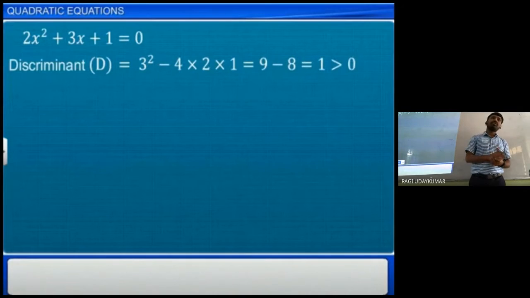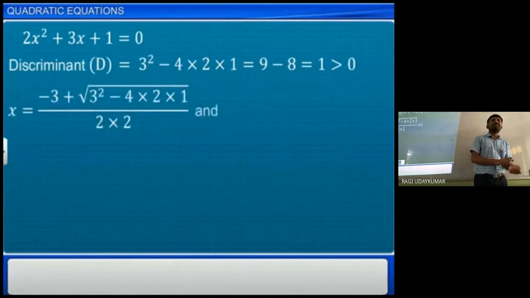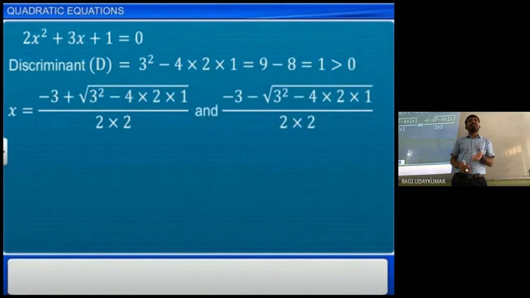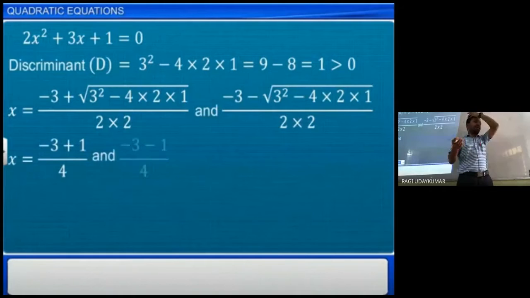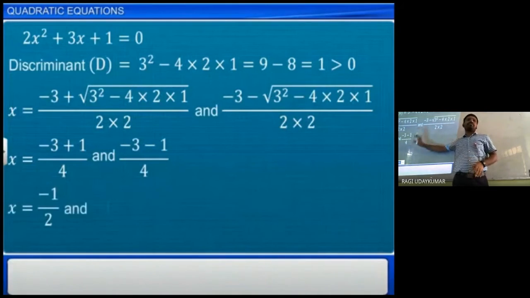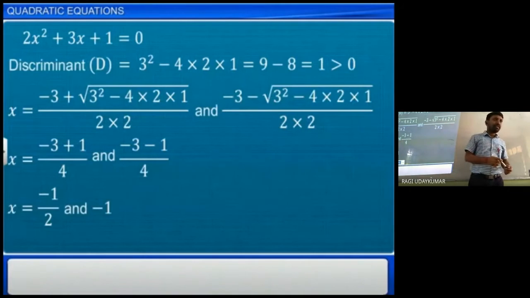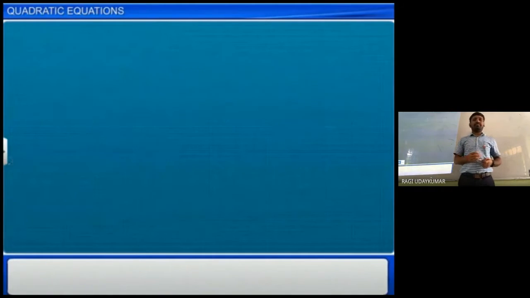Then the roots for this quadratic equation we are going to find out by using the formula minus b plus or minus under root of b square minus 4ac by 2a. So we are going to get the result as minus 3 plus 1 by 4 and minus 3 minus 1 by 4. One root is minus 1 by 2 and the other root is minus 1.